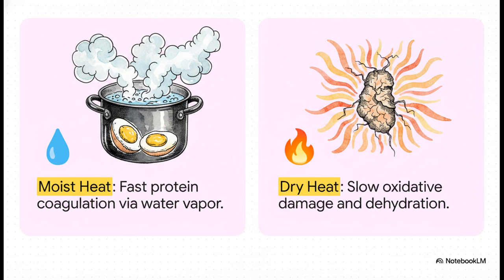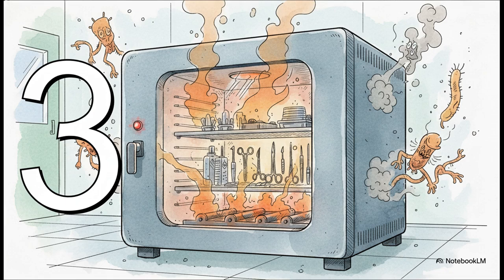Dry heat, though, is a much slower process. It destroys microbes mostly through slow oxidative damage and dehydration. You are literally slowly baking the germs until their cellular constituents oxidize and break down. Since it lacks moisture to transfer that heat, dry heat requires way higher temperatures and much longer exposure times to do the job. Which brings us to Section 3, baking germs, the hot air oven.